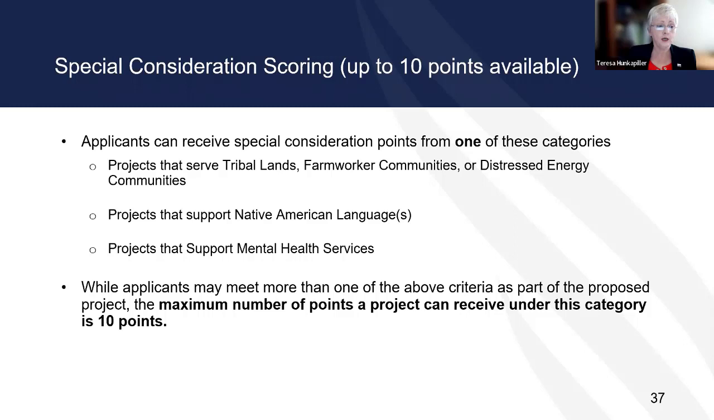Now, farm worker community is basically taken from where the USDA has funded some housing through their Rural Housing Service Farm Labor Housing Program. So that is a layer on our DLT map. You may have to scroll in very, very closely to see, because some of those are fairly small. The distressed energy community is also a layer on the DLT map.